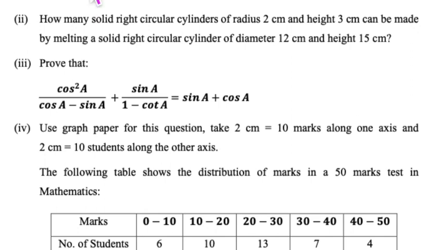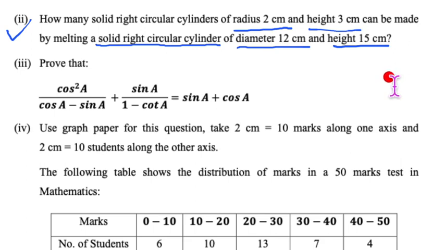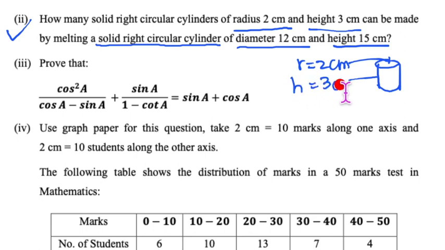Okay. We now come to question 3, second subpart. How many solid right circular cylinders of radius 2 cm and height 3 cm can be made by melting the solid right circular cylinder of diameter 12 cm and height 15 cm. Now let us have the diagrammatic representation. We have the small cylinder over here. We have the radius of this as small r, which is 2 centimeters, and the height of it is small h. Let us call that 3 centimeters.